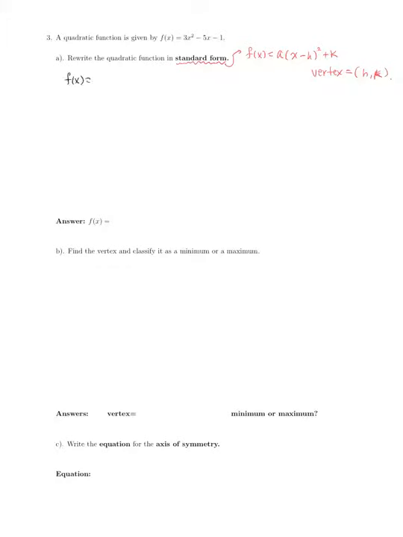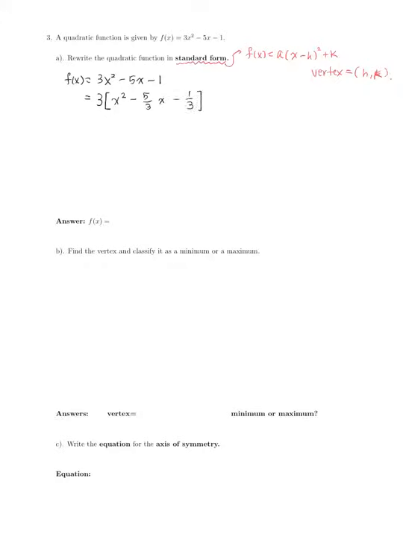F of x equals 3x squared minus 5x minus 1. Now, in order to complete the square, the leading coefficient has to be 1. So in that case, we're going to have to factor the 3 out. So here let's rewrite the whole f of x by factoring out the 3. Here you're going to have 3 times x squared minus 5 over 3 x, and then what? And then minus 1/3.